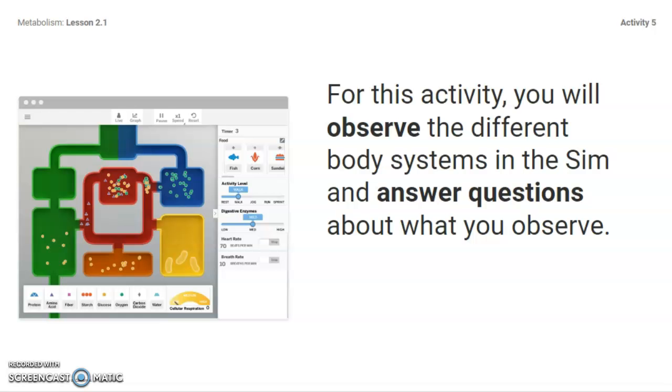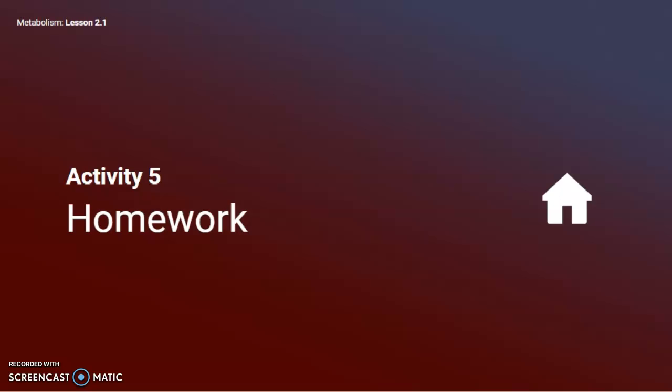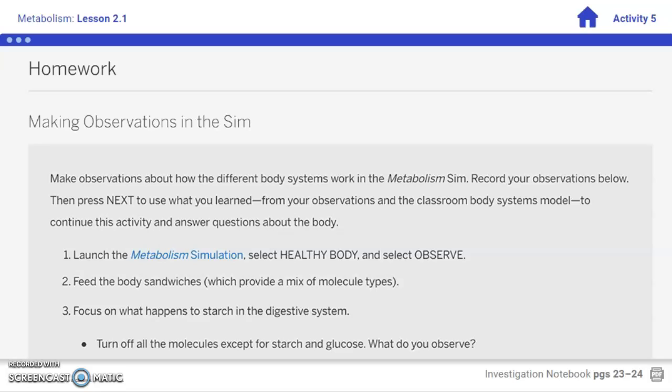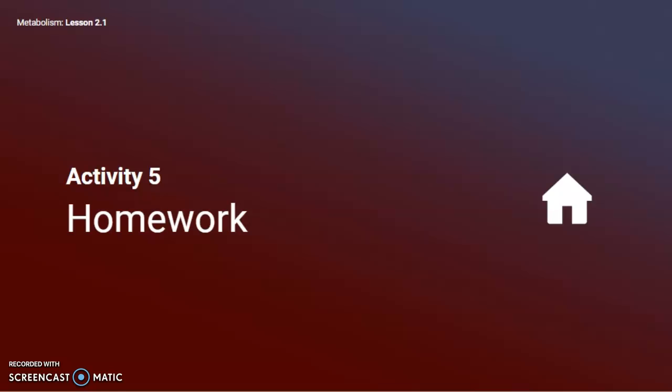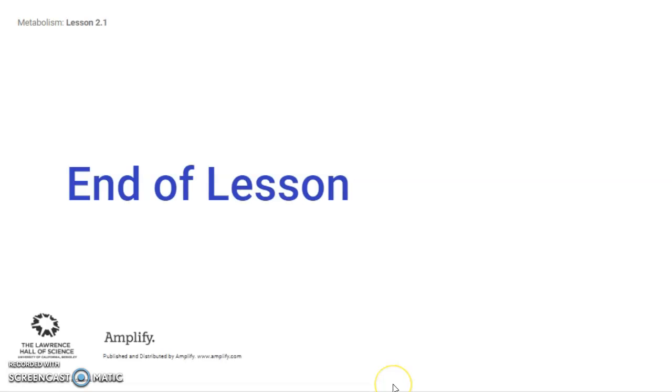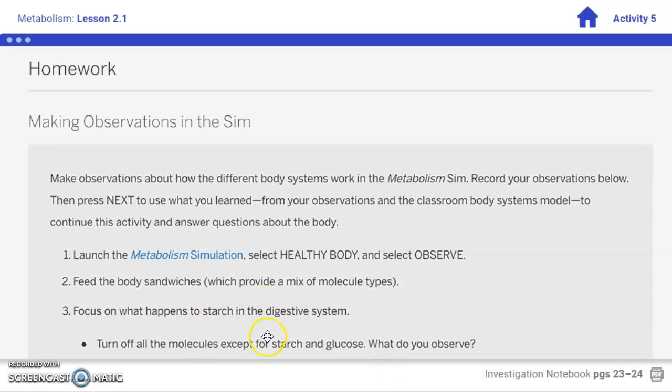Now, the homework is activity 5. So this is a should do. And for this activity, you're going to observe the different systems and answer the questions about what you observe. So this lesson is actually in Amplify. It is part 5. So you'll launch that metabolism sim that you've been using. Open up Healthy Body, observe, and you're going to be feeding the body sandwiches. And I want you to focus on what happens in the digestive system. You do have a few more questions to answer as well in your homework. Please make sure you view part 5 in your lesson.